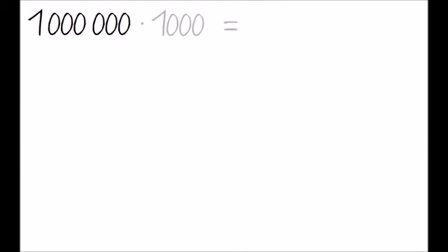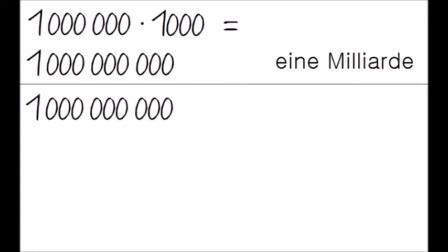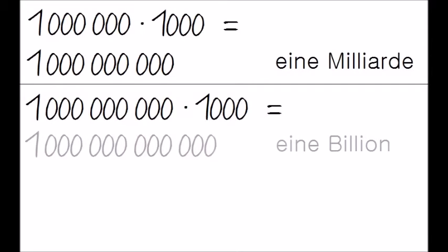1.000.000 multiplied by 1000 is 1.000.000.000, 2.000.000.000, 3.000.000.000, and so on. 1.000.000.000 multiplied by 1000 is 1.000.000.000.000.